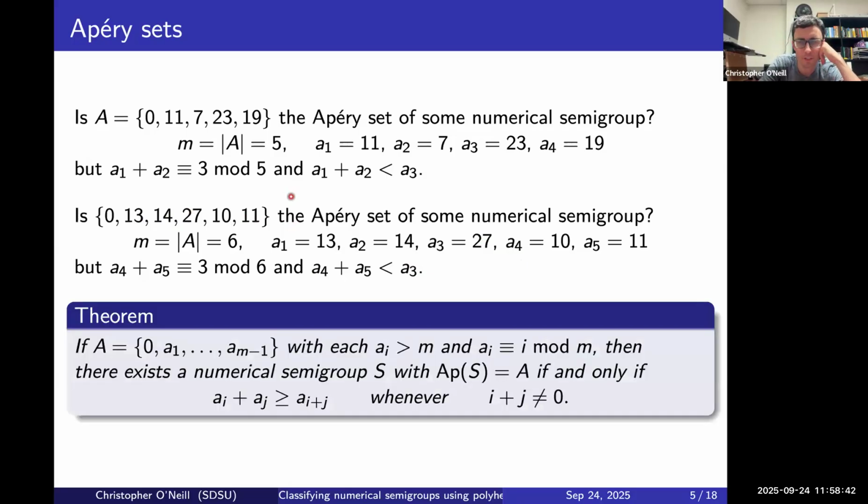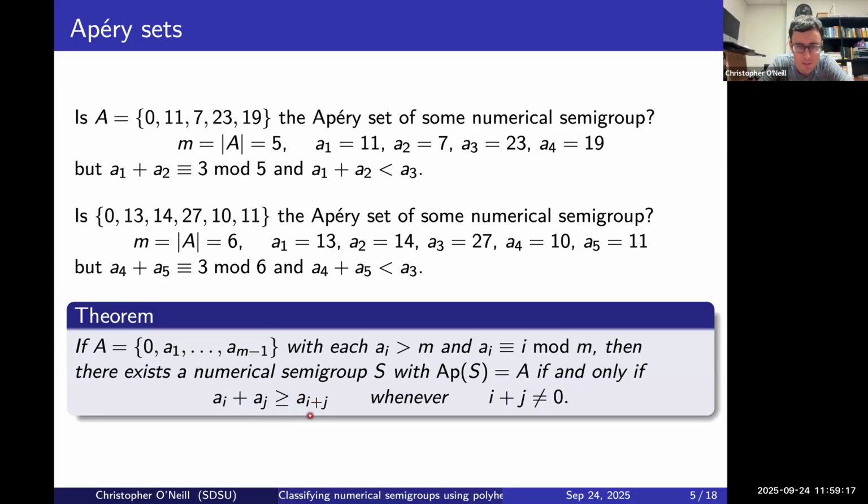Now, it's perhaps a little bit surprising, this is essentially the only restriction to being an Apéry set. Again, as long as your elements are in distinct equivalence classes mod M, and each of them is strictly larger than M itself, so that M is indeed the smallest positive element, then the only other things you have to check are these inequalities. So if you add a sub i and a sub j, these give you an element of the purported semigroup that is equivalent to i plus j mod M, and so that better be at least as big as the thing that we're claiming is the smallest in that equivalence class.